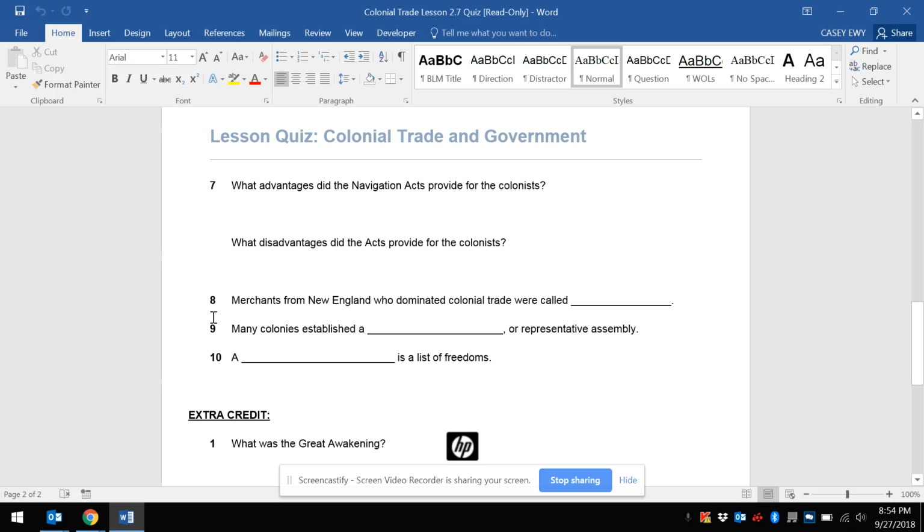Number 8. Merchants from New England who dominated colonial trade were called blank. 9. Many colonists established a blank or representative assembly. And 10. A blank is a list of freedoms.